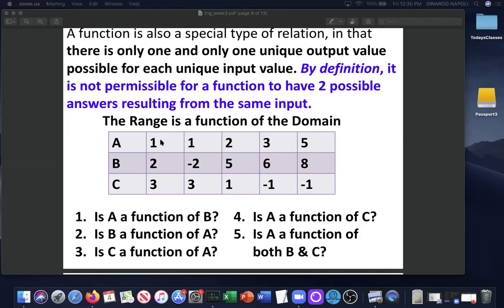Okay, so notice that there are 2 1s. For the 2 input values of 1, the output numbers are different. Whatever operations we're doing to A, when the input is 1, we're getting 2 different results. So this can't be a function. B cannot be a function of A, especially when A is 1.